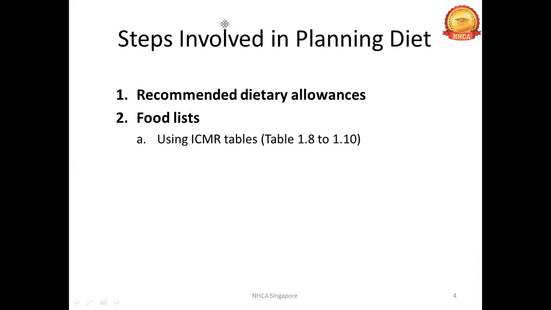So the first table, 1.8, is it clear to all? Those who have the textbook, is it clear to all how to use table 1.8? It is uncooked portion size that is given, okay? And this portion size is for one person, okay?